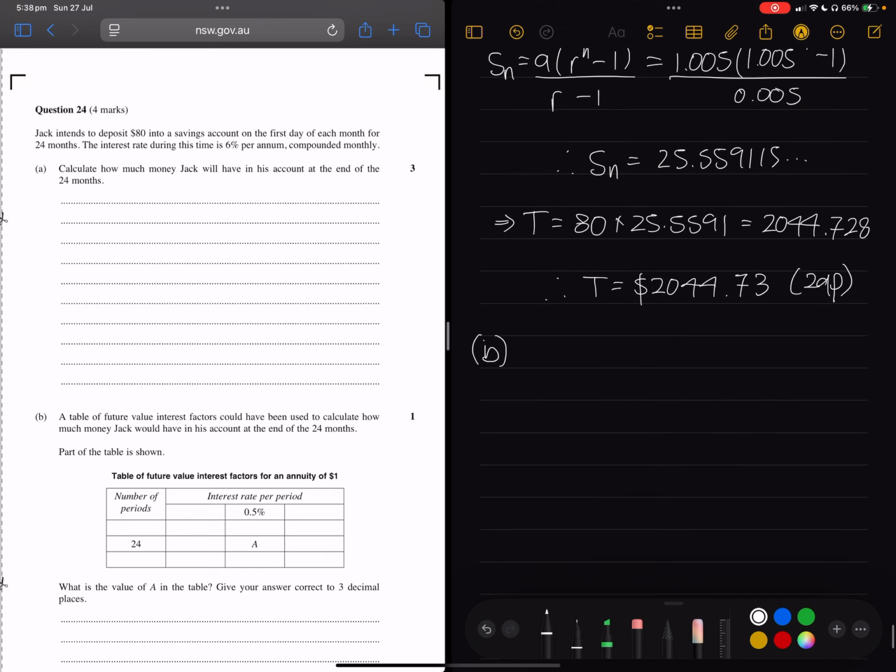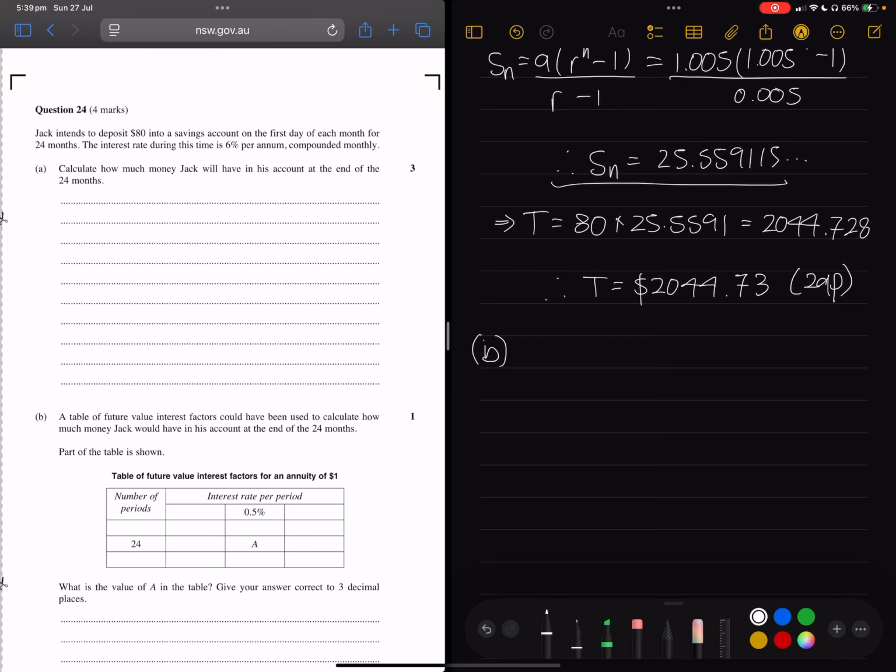Now, part B tells us a table of future value interest factors could have been used to calculate how much you'd have. Part of the table is shown. What is the value of A in the table? Okay, so the value of A in the table is going to be the sum of n terms in this case.